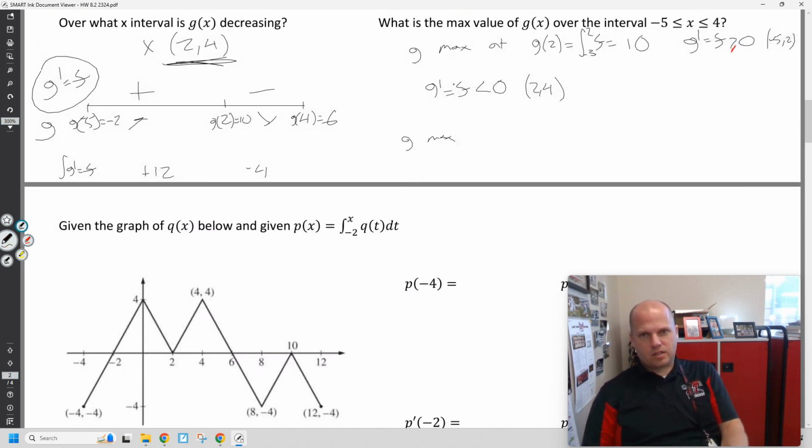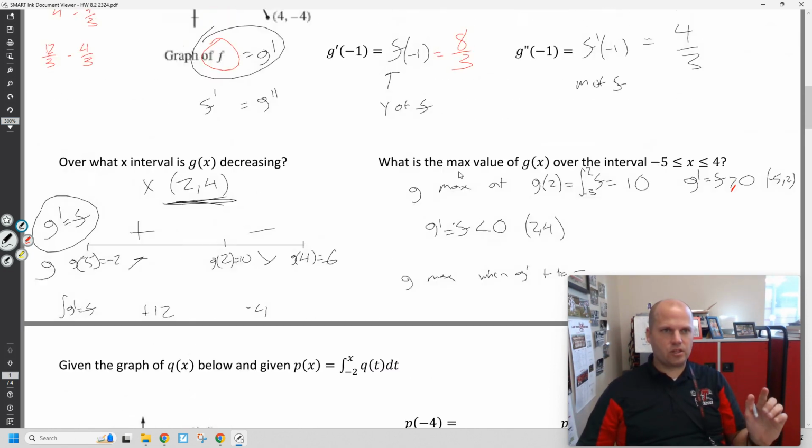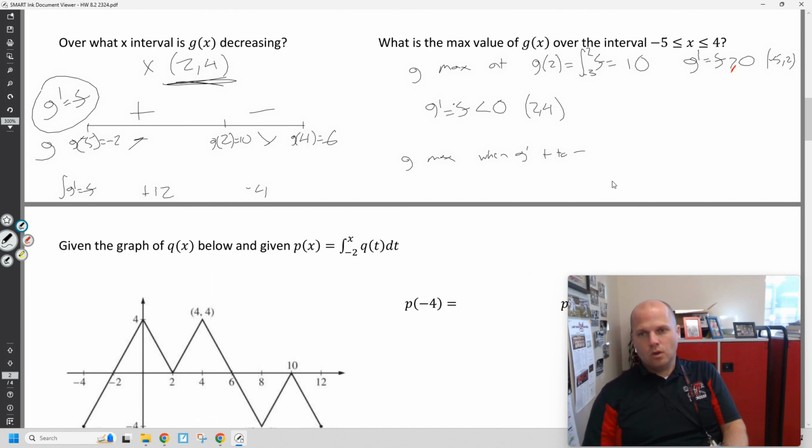G has a max when g prime changes sign from positive to negative. That excludes the non-maxes and mins, so that excludes this point or an endpoint. And then you just list off your candidates.